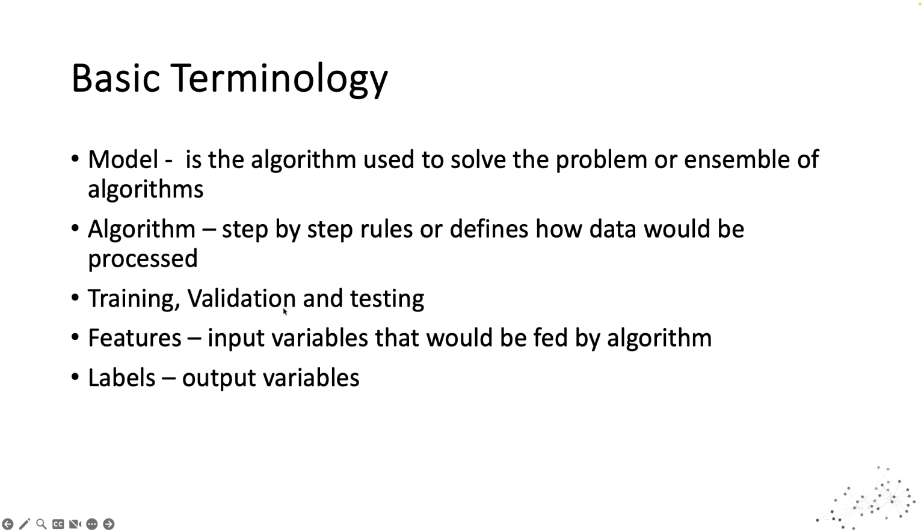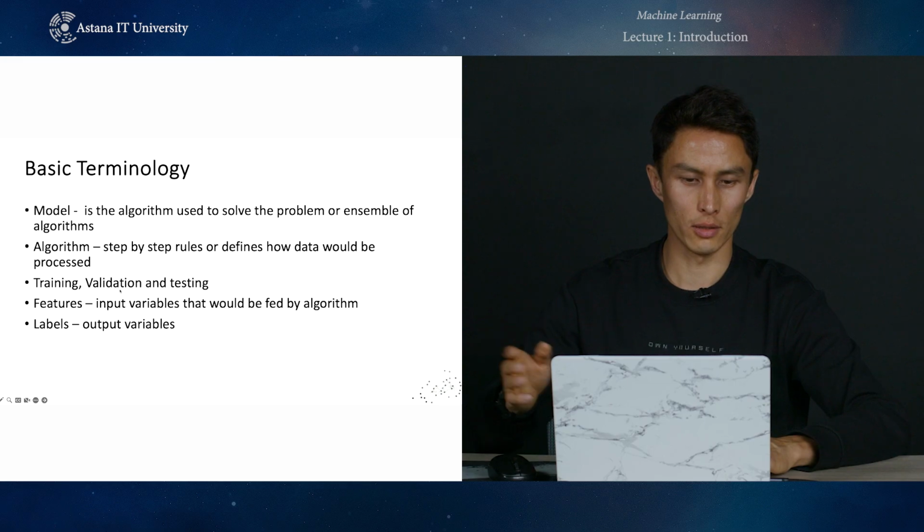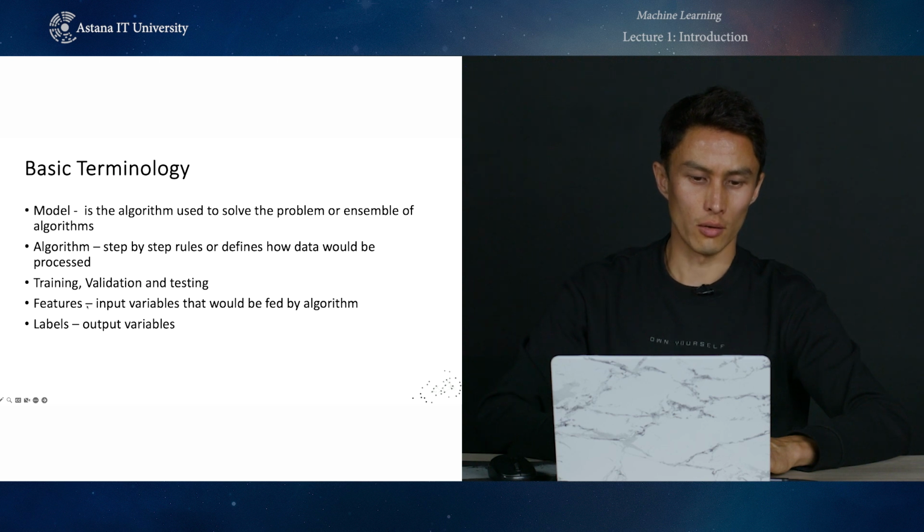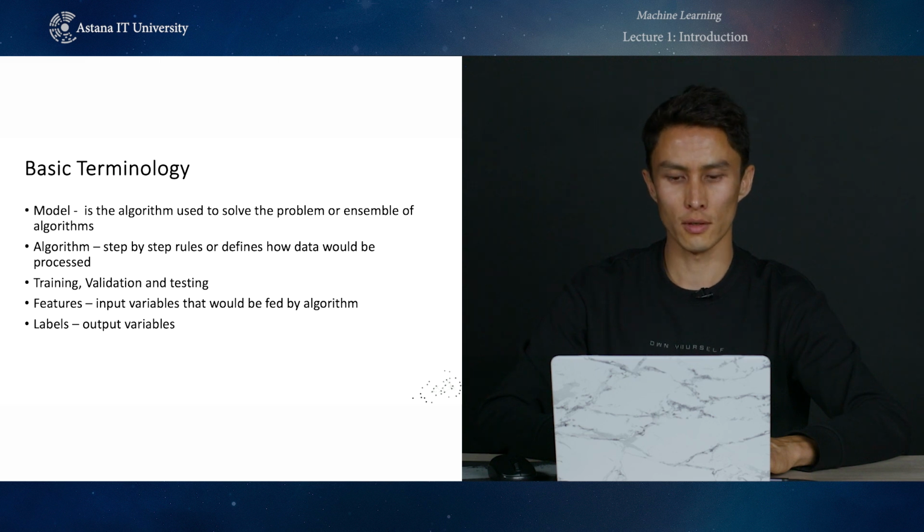So this is general data preprocessing. We can collect some data and divide it into train, validation, and testing sets. Also, we have a term called features. Features are different attributes of some object.